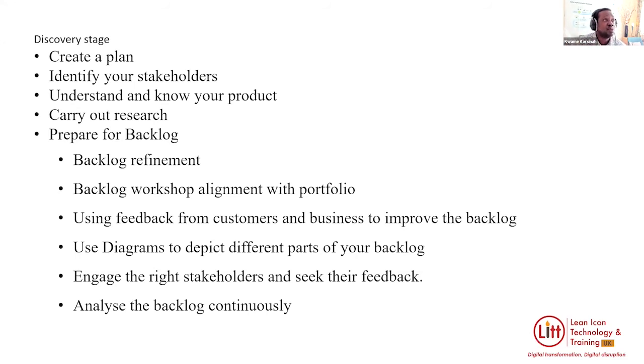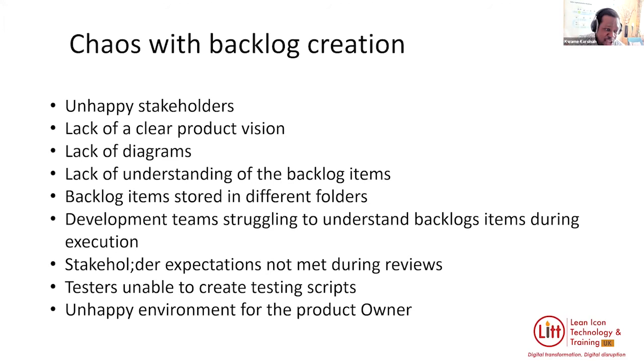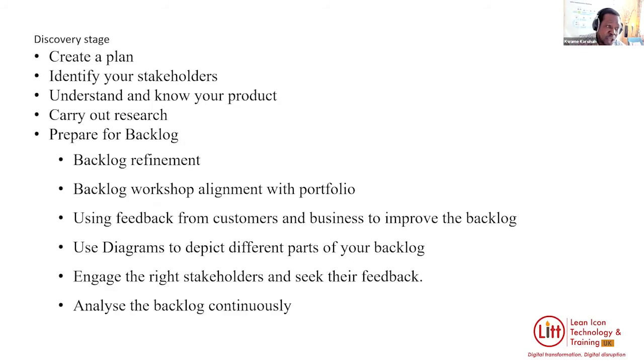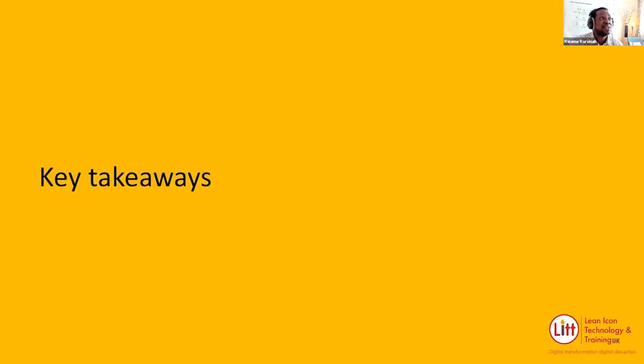But the entire session we've covered today is all focused on this: chaos with backlog creation, unhappy stakeholders, lack of a clear product vision, lack of diagrams, lack of understanding of the product backlog, development team struggling to understand backlog items during execution, stakeholder expectations not met during reviews, testers unable to create testing scripts. And you can use this to help you during the discovery stage, during the execution stage, during the testing stage, and throughout all the stages to manage your backlog. So, what are some of the key takeaways?